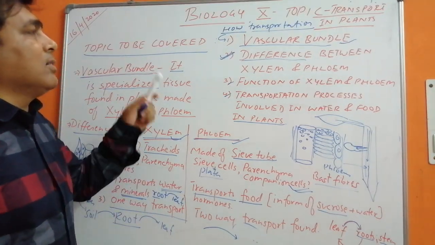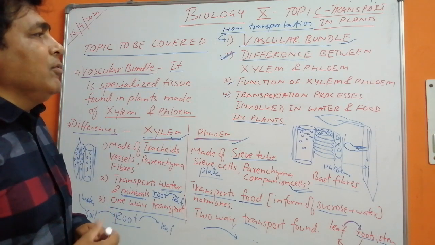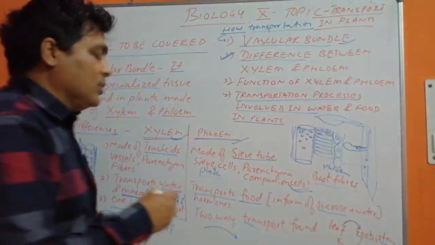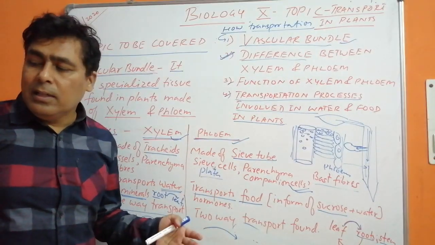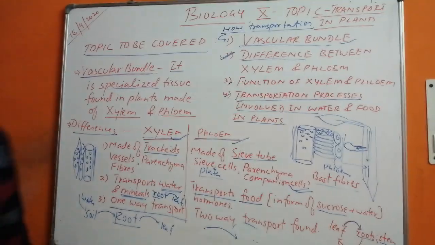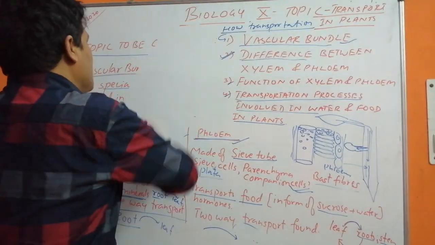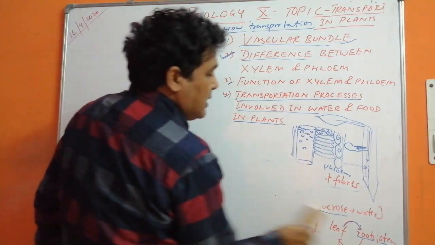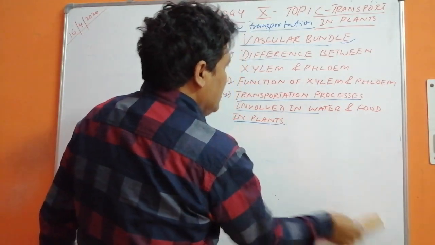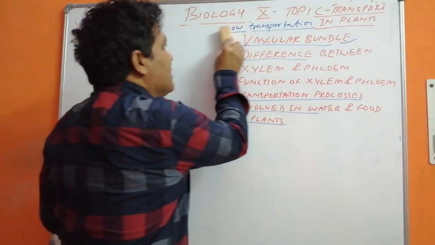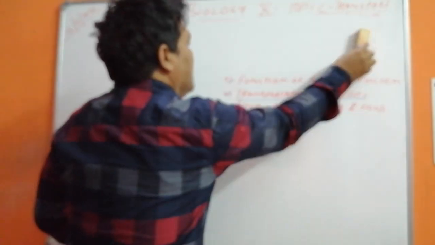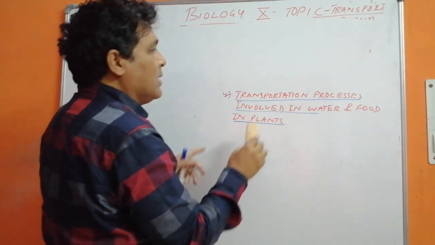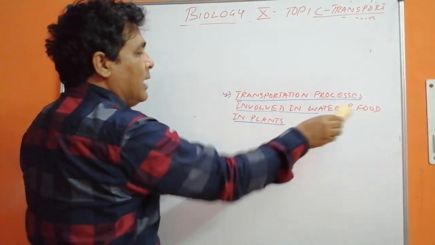So when we talk about the transportation in the plants, we also have to know about the transportation processes and how they take place. So I will be taking up this topic in the form of the movement of substances or water in higher plants. Let us now study that. Just now we have studied these two, so I am rubbing this off. Now I come to the functions of the xylem and phloem, which we have also discussed. Now the last part is the transportation process involved in water and food in plants.